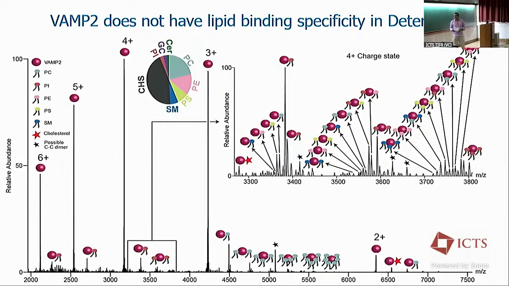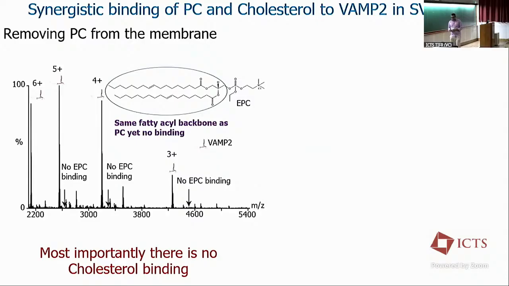Now, if that is the case, then if we replace any of the components in the membrane, that should abrogate the binding. So what we did is we replaced all the PC with an ether PC, where the phosphate backbone is linked with an ether group. And when we did the same experiment, we don't see any PC binding.